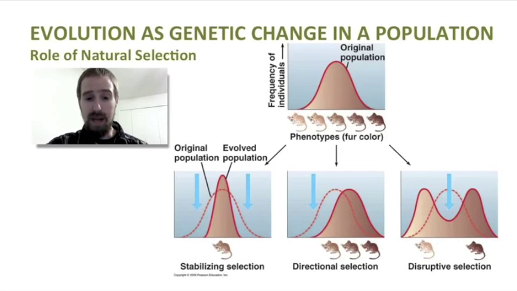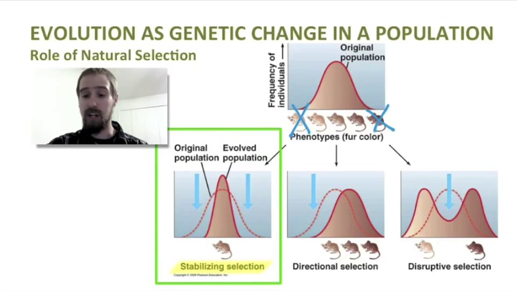If the alleles that make this species very light or very dark confer a disadvantage compared to the middle brown phenotype, then those extreme phenotypes will become less common and the middle phenotype will become more common. This is called stabilizing selection, and the results are depicted here in this graph. It's like an evolutionary push towards the middle.